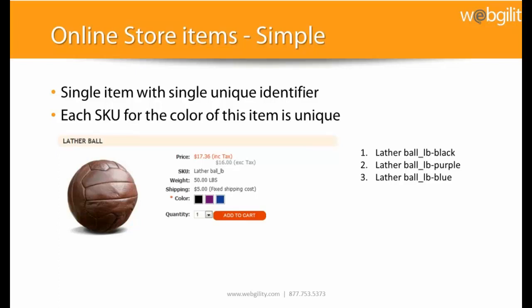A simple product is an item with a single unique identifier. There's an individual SKU for the color of this item. What you're looking at is the base product. And on the right, I've got leather ball, black, purple, and blue. And these are my SKUs. This is how I structure my SKUs. Each one of those SKUs is different, and since it's different, it's unique to that color, to that item. That is a simple product.